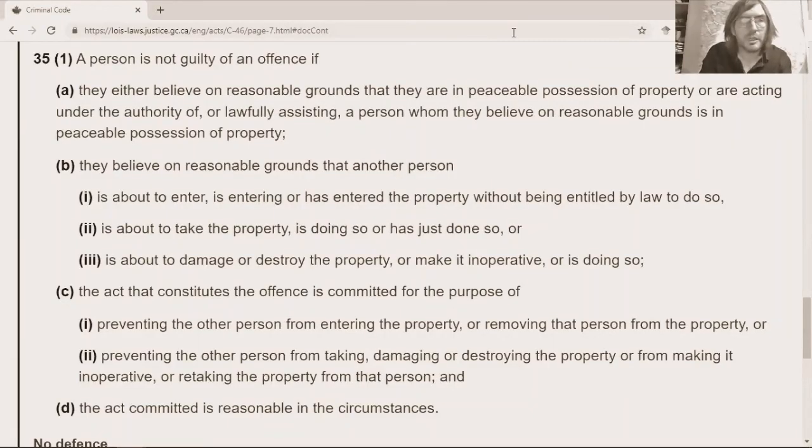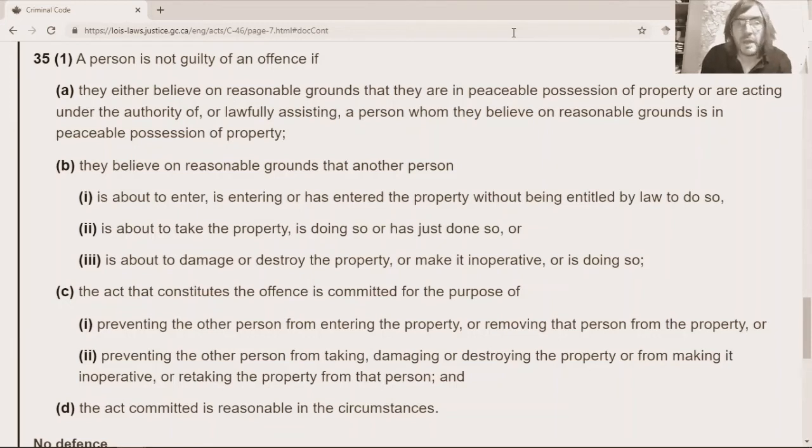Here is the new Section 35, sub 1. And it states that a person is not guilty of an offense if A, they either believe on reasonable grounds that they are in peaceable possession of property or are acting under the authority of or lawfully assisting a person whom they believe on reasonable grounds is in peaceable possession of property. B, they believe on reasonable grounds that another person is about to enter, is entering, or has entered the property without being entitled by law to do so, is about to take the property, is doing so, or has just done so, or is about to damage or destroy the property or make it inoperative or is doing so.